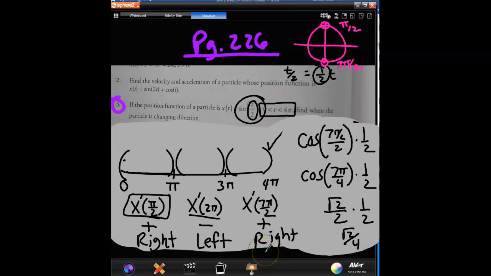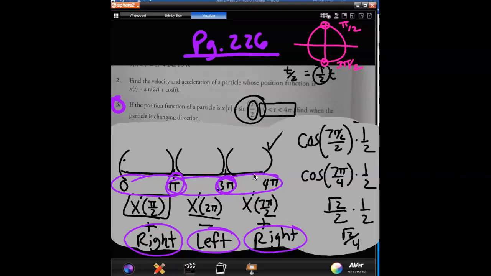So from this, you guys can see that between 0 and pi, the object is moving to the right, and then it stops all of a sudden at pi, and then it starts moving to the left on the interval from pi to 3 pi. And then it stops once it gets to 3 pi, and then it starts moving to the right between the last two numbers, 3 pi and 4 pi.